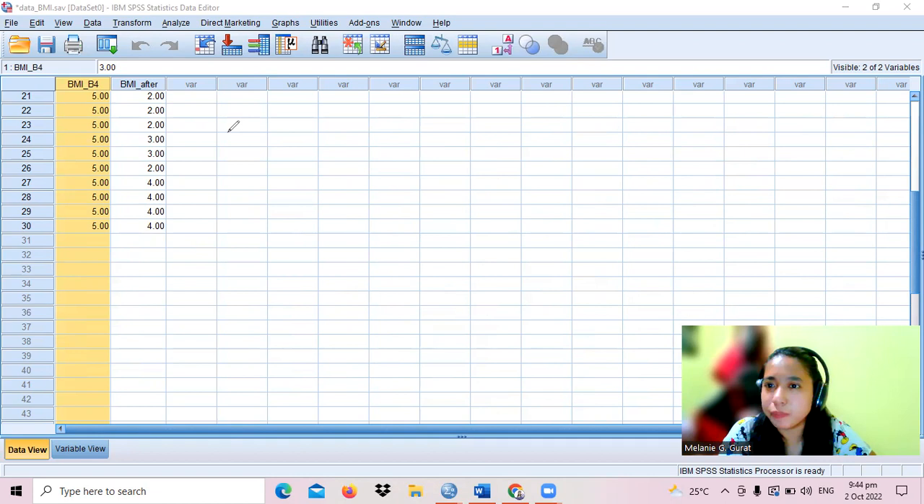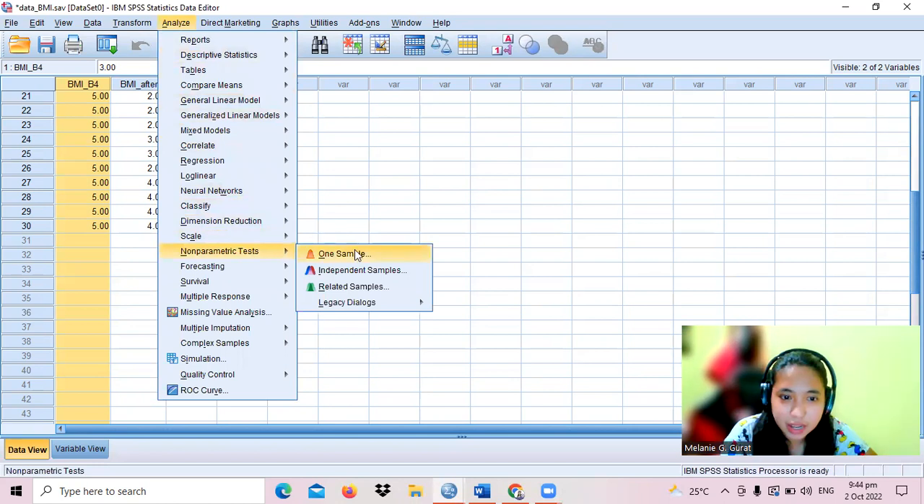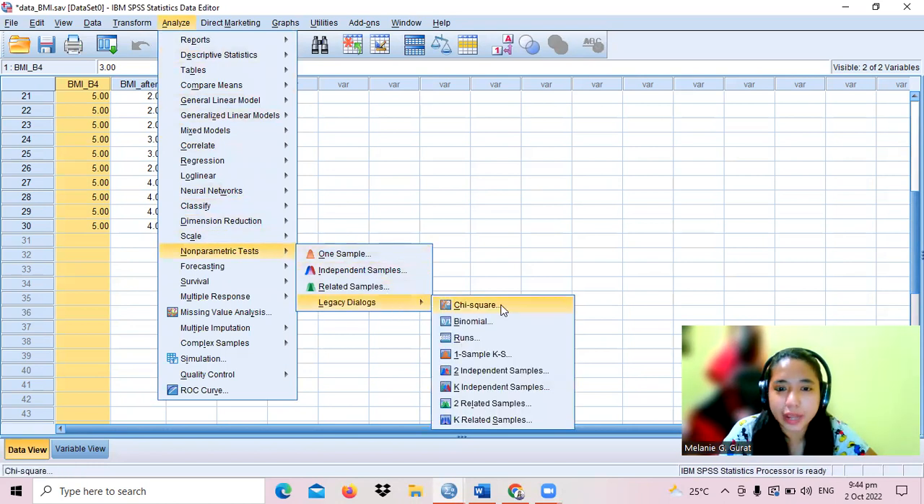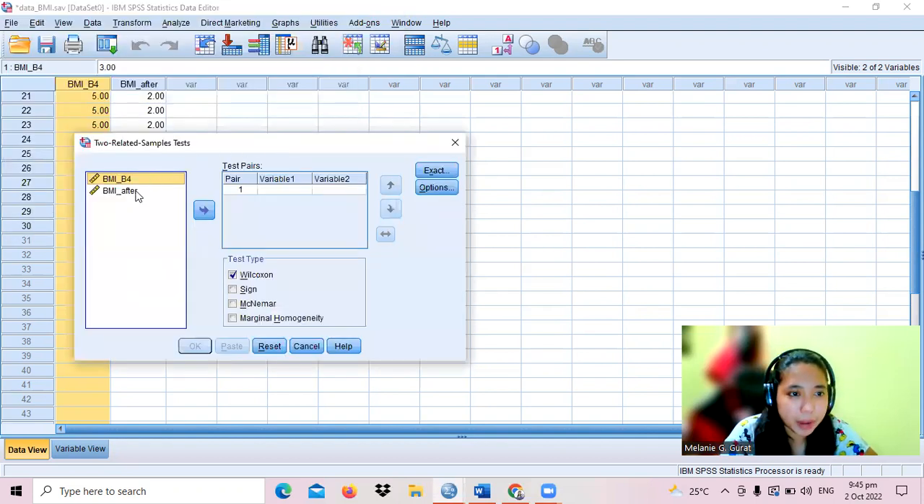Okay, let's do it. So how will we generate the table? Click Analyze, Non-Parametric Test, Legacy Dialogue, and so it's not independent samples, it's paired samples, which means we will be using two related samples. So let's click this. So let's pair BMI before and BMI after.